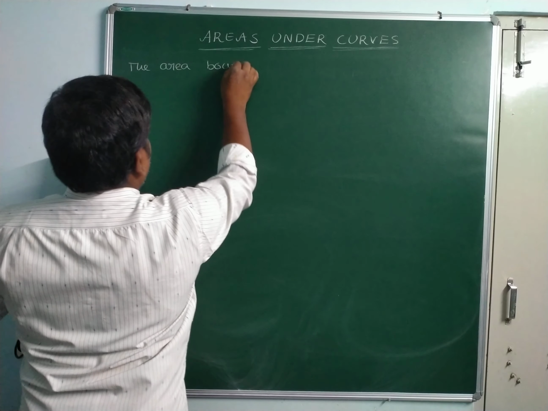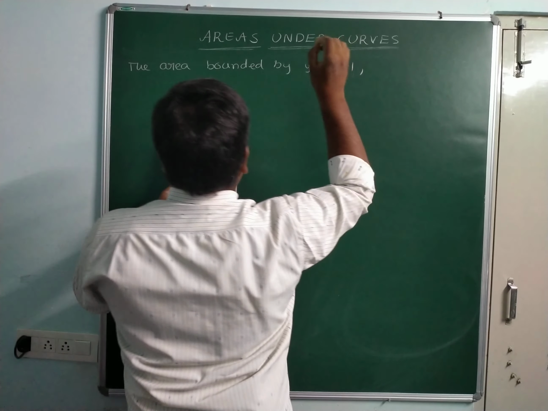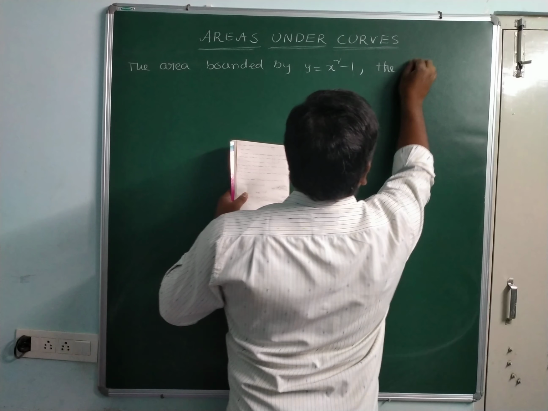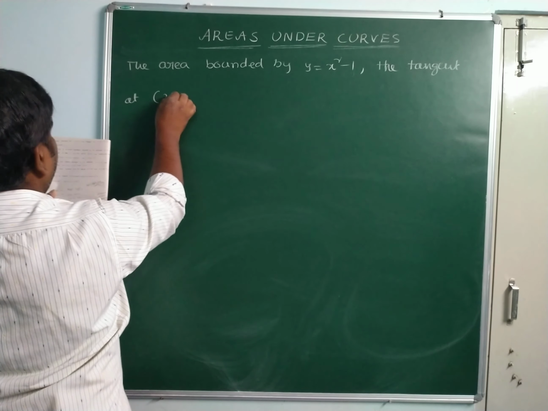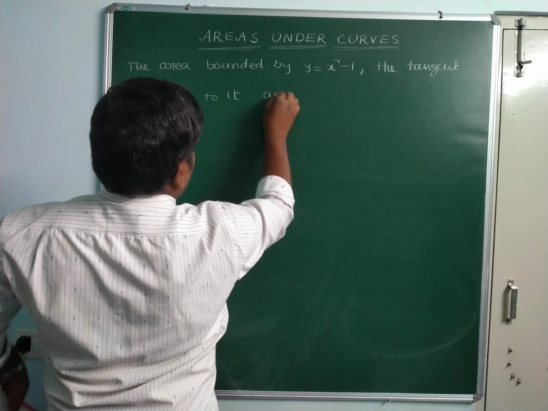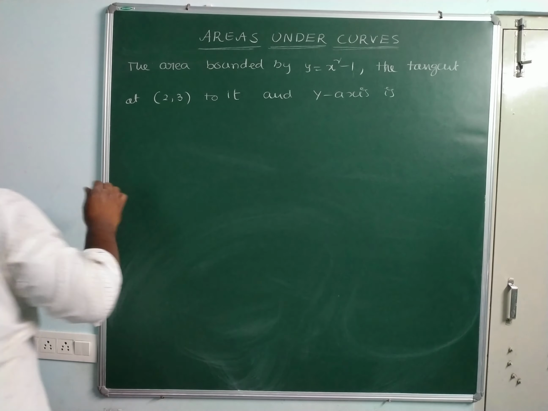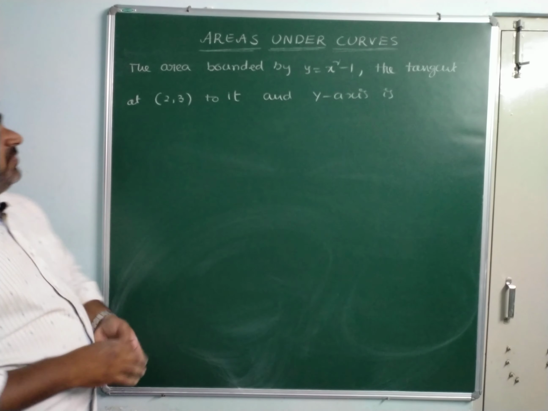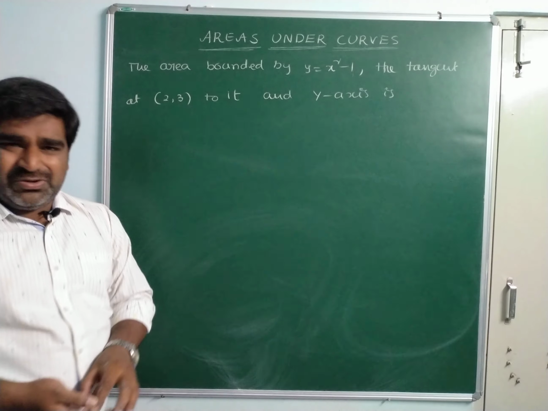The next question is like this: area bounded by y equal to x square minus 1, the tangent at 2 comma 3 to it, and the y-axis. Everything is important. You should read the question very carefully. So the area bounded by y equal to x square minus 1 and the tangent at 2 comma 3.